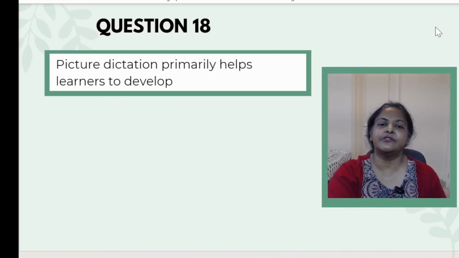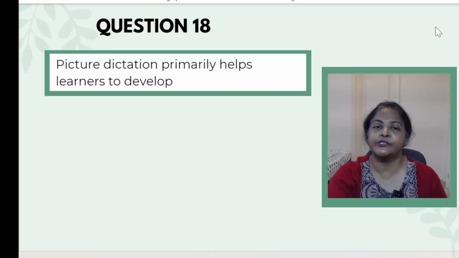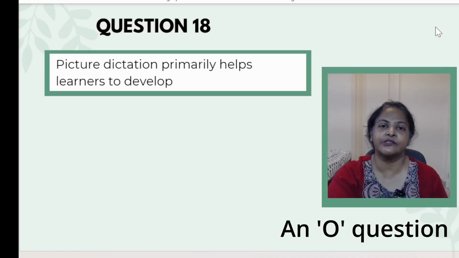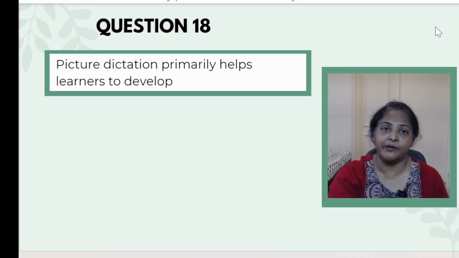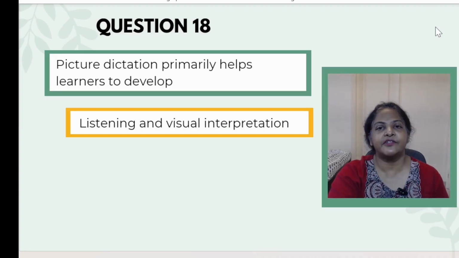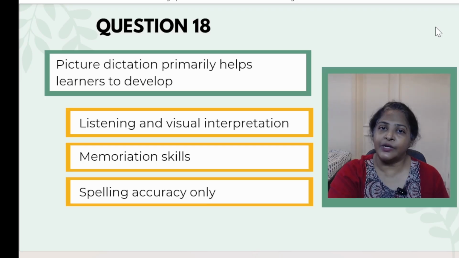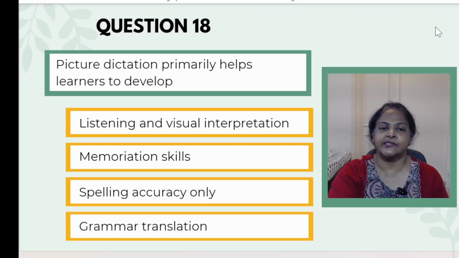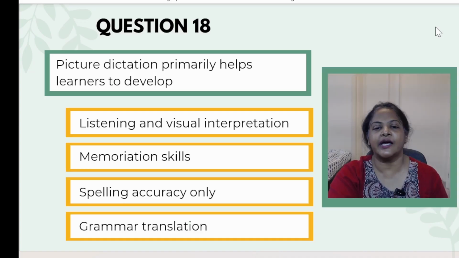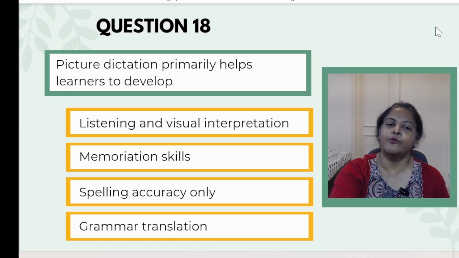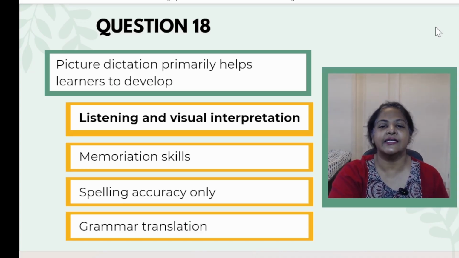Question 18. Picture dictation primarily helps learners to develop. So this is an O question. What is the outcome? What are we developing? Listening and visual interpretation, memorization skills, weak option. Spelling accuracy only is a weak option, so 2 are already cancelled. Grammar translation. So we are not looking at grammar translation out here. What we are looking at is listening and visual interpretation.